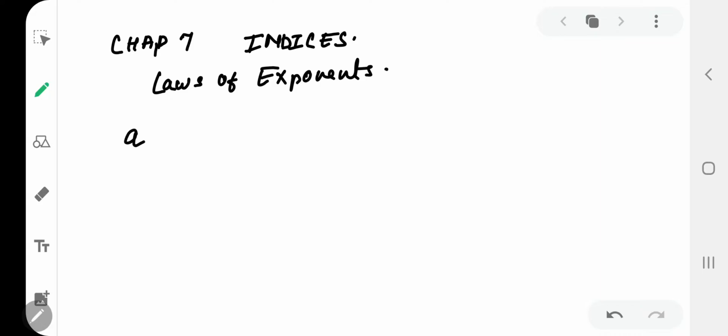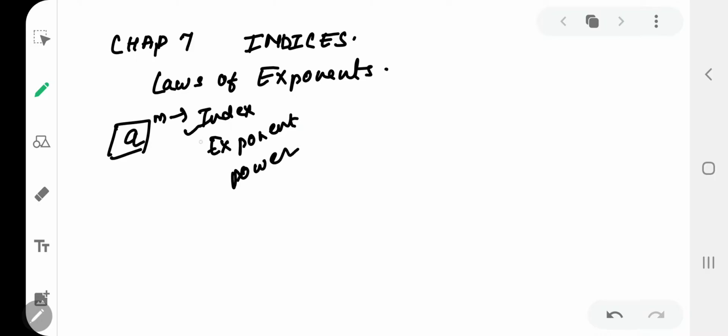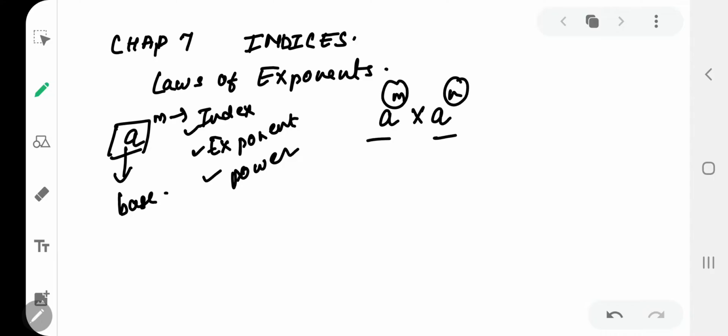If I have the same base, first I'll tell you this is called the base, and if I'm writing a raised to m, this will be called the index, exponent, or power. Any of the words you can use, and this is your base. If I have a^m and I multiply it with a^n, my dear kids, if there is multiplication between two common bases with different exponents, then the answer will be a^(m+n).